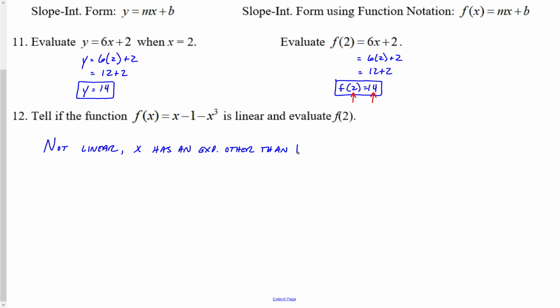Now, our job is to use that function and evaluate f of 2. So please do that.